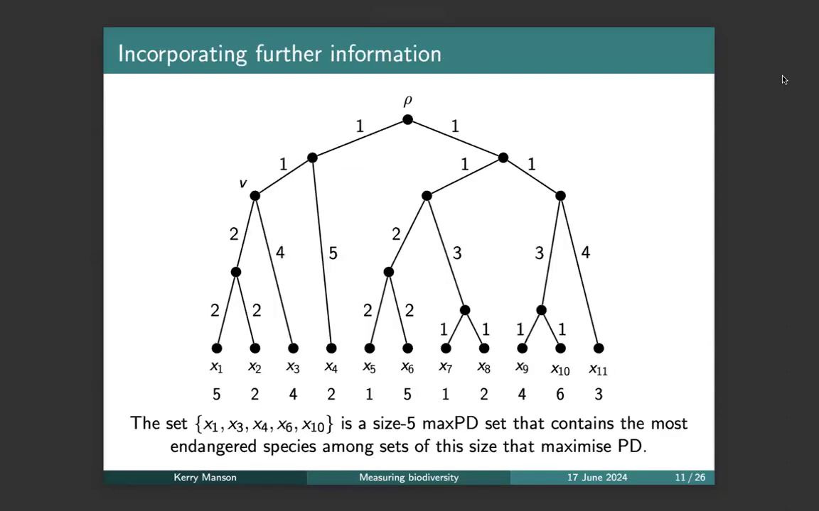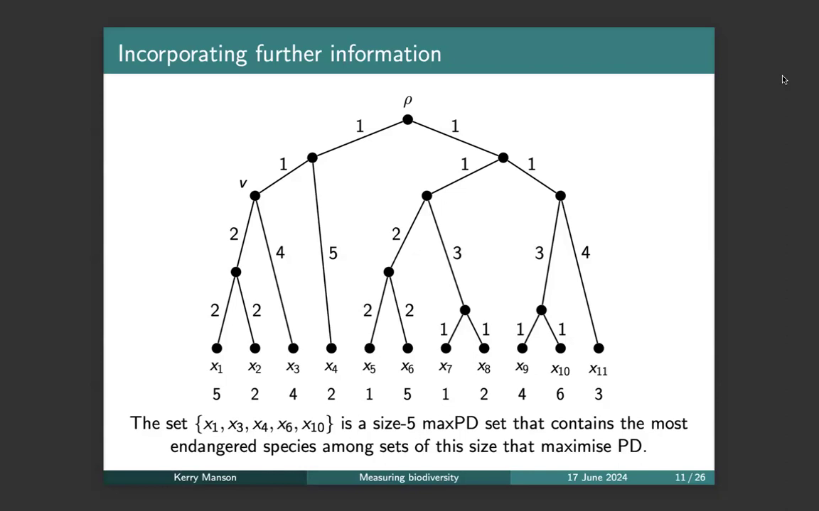And the way to do that is by incorporating further information. So here I've got the same tree, except now down here in this row, I've added a number that represents the endangerment level of these species. So these species labeled 1 might be ranked least concern by the IUCN, whereas number 6 here might be extinct in the wild, and the 5s might be critically endangered, say. So you could think that the higher the number here, the more endangered the species are.